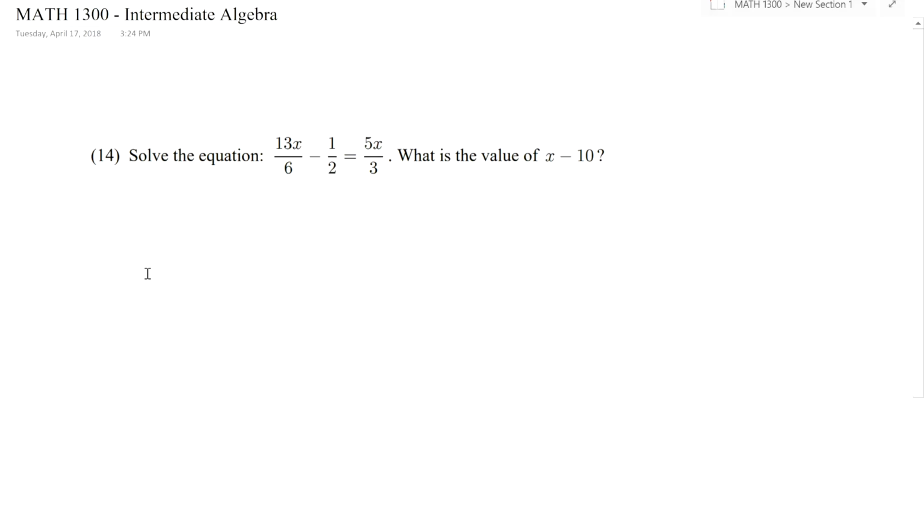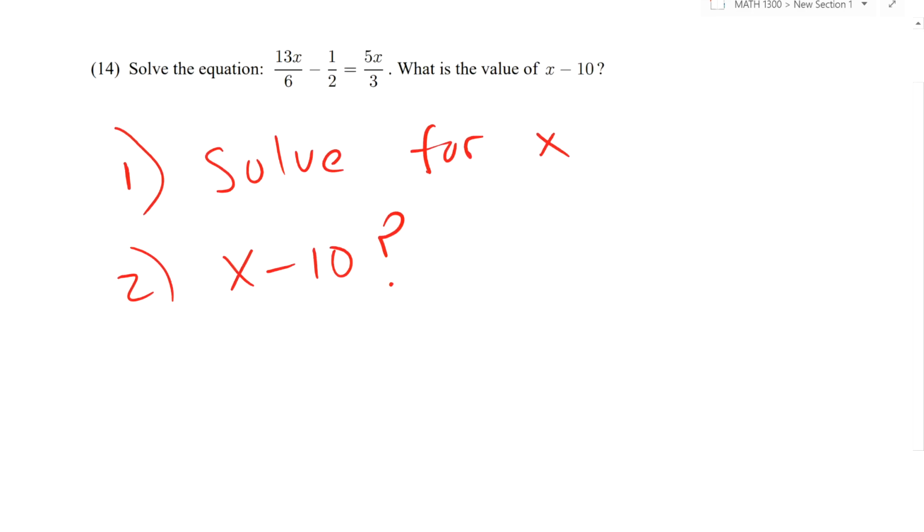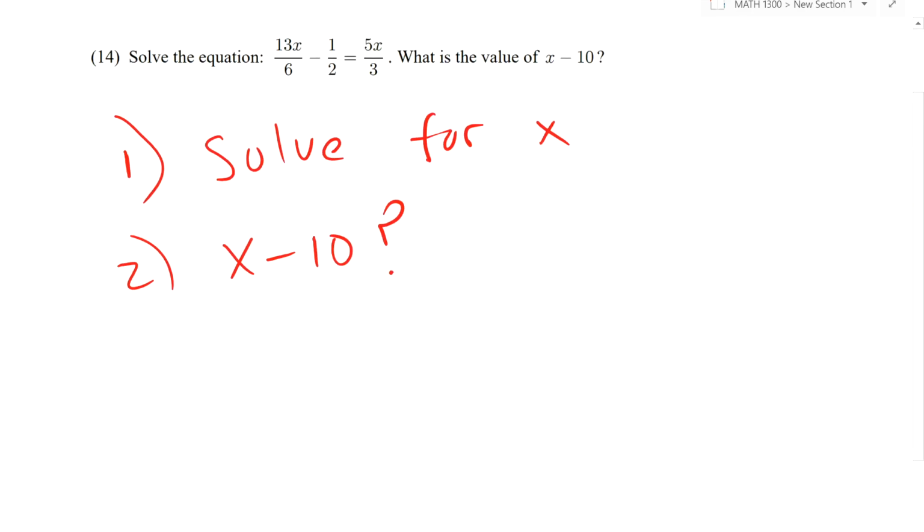So we are given the following equation and they want us to figure out what is the value of x minus 10. So we need to solve for x. That is the first thing that we need to do, is solve for x, and then afterwards we will find out what x minus 10 is.